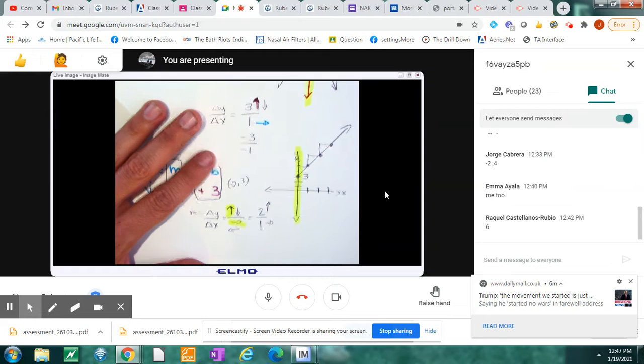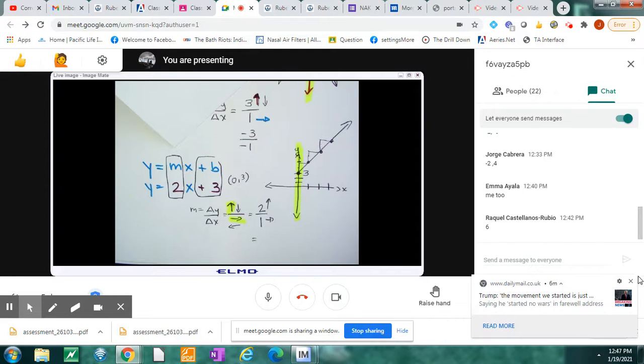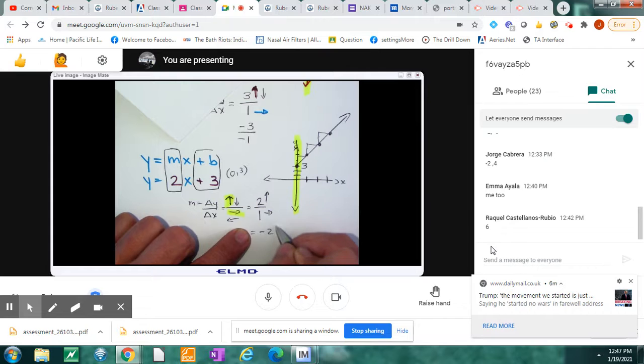Now, what's the opposite of going up? Anybody? Negative. Right, the opposite is negative. So -2, so instead of going up, I'm going to go down. So that's going to be -2. And instead of going right, I'm going to go left, which is -1. Is that the same? Yeah, because negative divided by negative is positive.